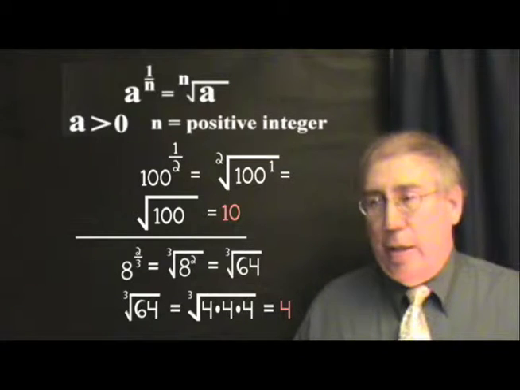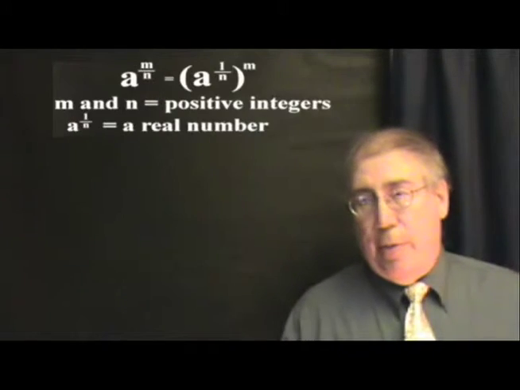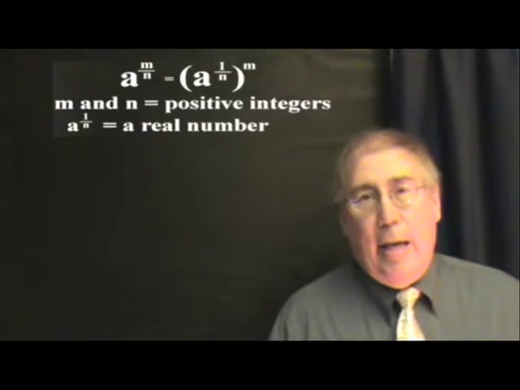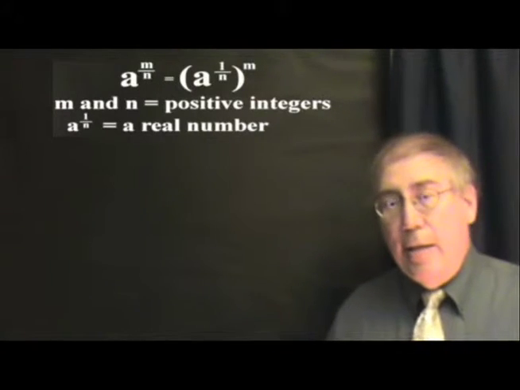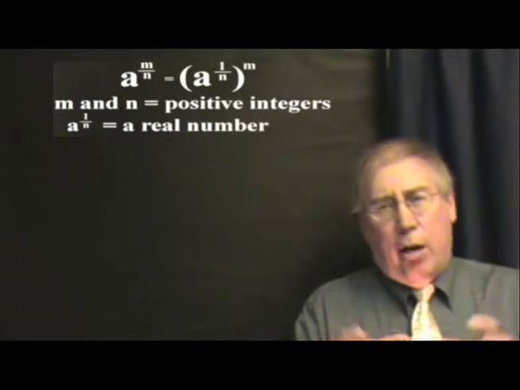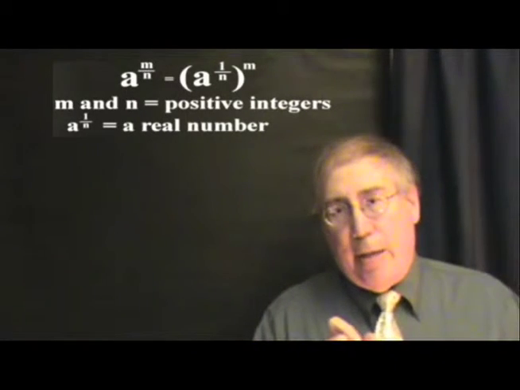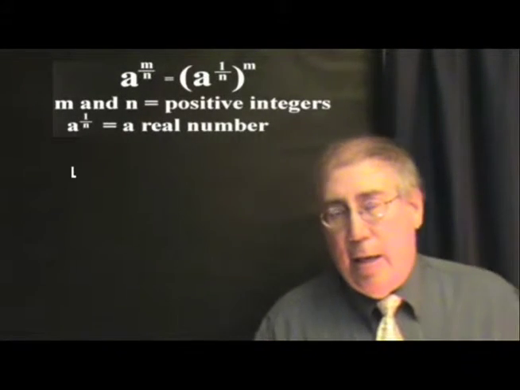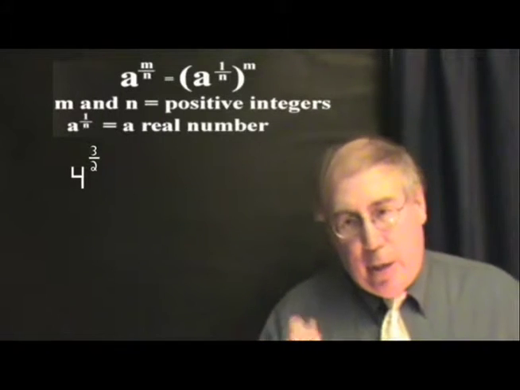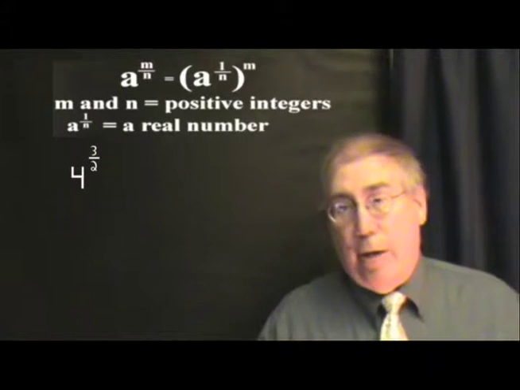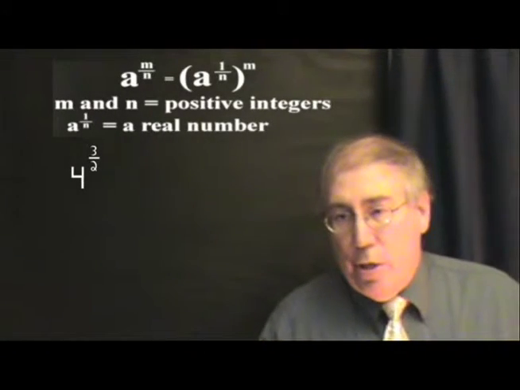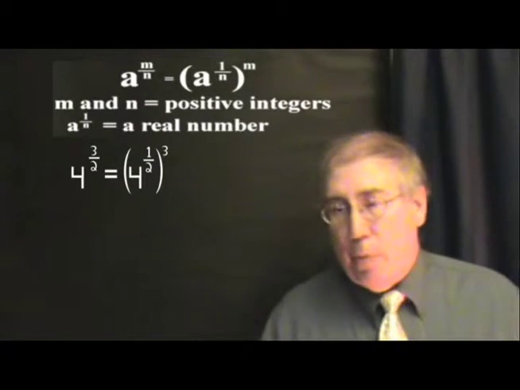So let's look at another definition here. A to the m over n. Now, by using our rules of exponents, we can bring the m outside the parentheses there. m and n are positive integers, and a to the 1 over n is a real number. So let's try this out and see if it works.